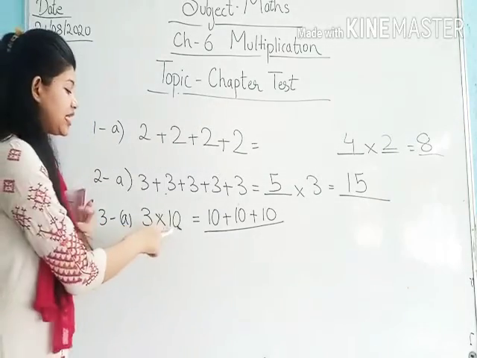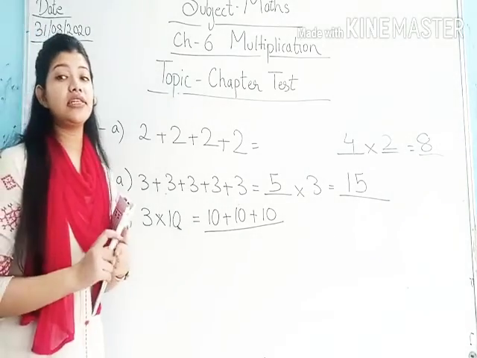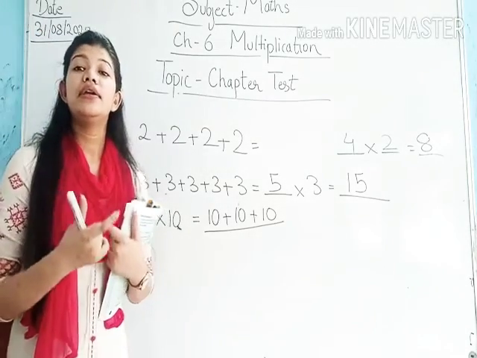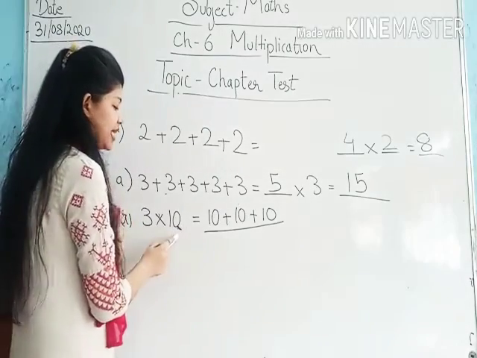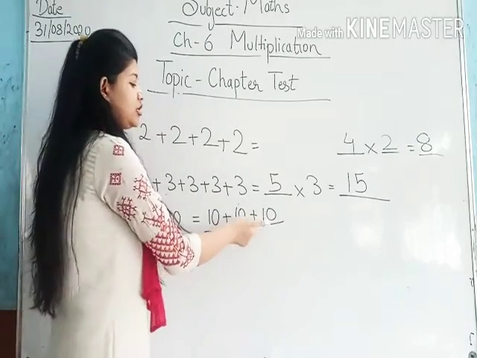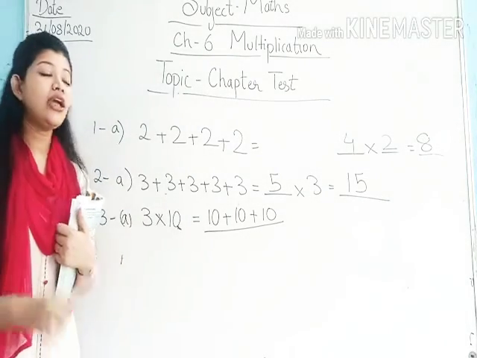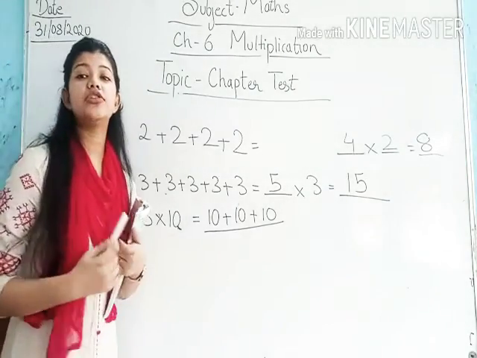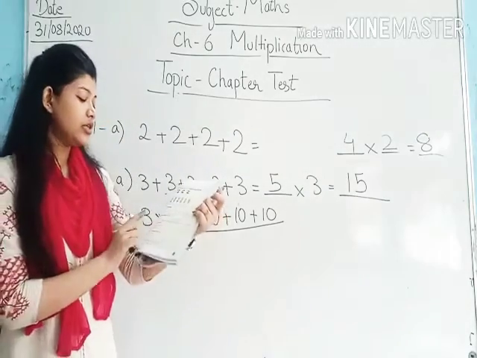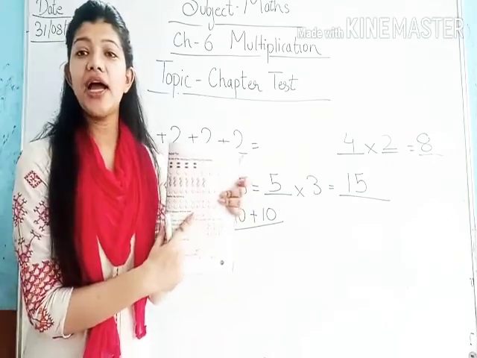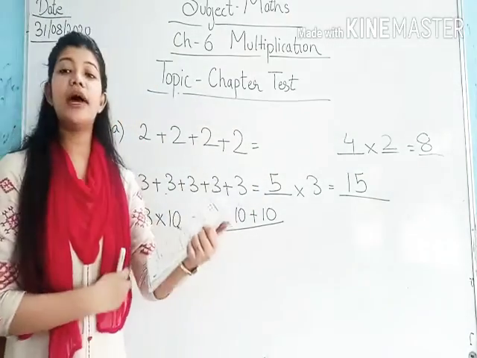Now the second number is 10. The second factor is 10, and the second factor tells us how many are in each group. So how many? 10 in each, 10 in each, 10 in each. So our second factor is 10. Clear? Okay, this is how we will write repeated addition. Fine? Now the second question, B part, you will do yourself. Clear? Now let's come to question number 4.